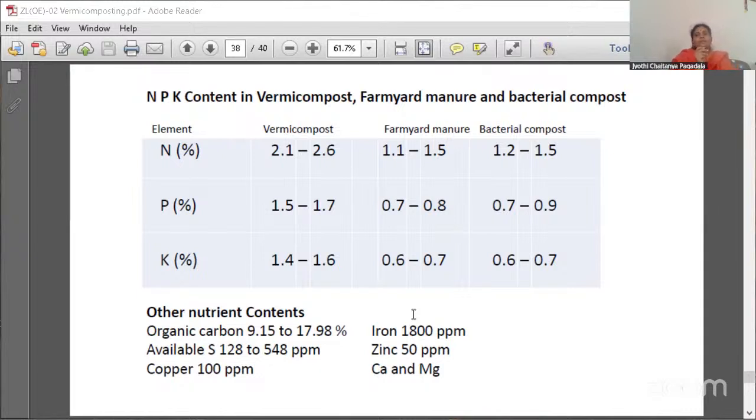So after comparing vermicompost, farmyard manure, and bacterial compost, obviously vermicompost contains more nitrogen, phosphorus, and potassium, and the other nutrients present in it are organic carbon 9.15 to 17.98%, iron 1800 ppm, available sulfur 128 to 548 ppm, zinc 50 ppm, copper 100 ppm, calcium and magnesium also 100 ppm.